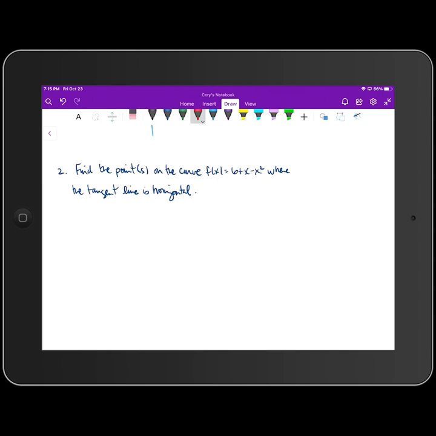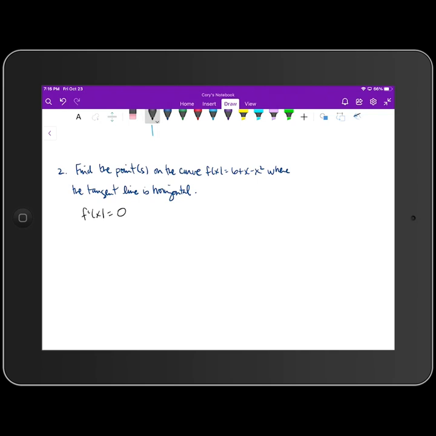But we're in a calculus class, so let's go ahead and use calculus for this problem. If we want to find where the tangent line is horizontal, we want to find where the derivative of our function, f prime of x, is 0. Again, the derivative measures the slope of the tangent line.